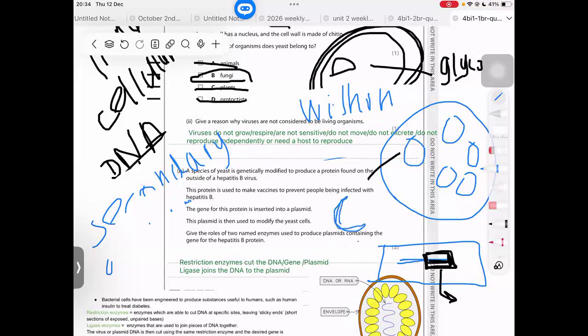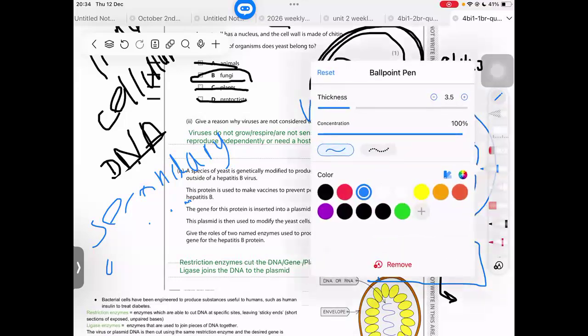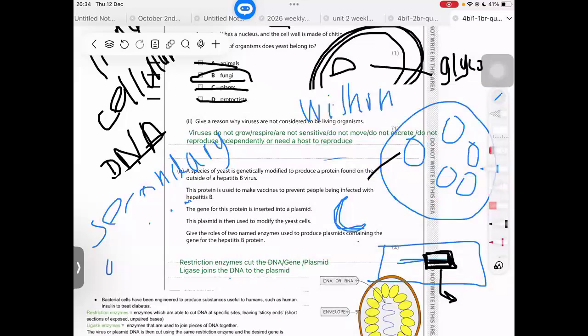You take the yeast plasmid out, and we need to cut this DNA. We don't have scissors inside our cells. The enzyme inside our cells is called ligase. They are not the scissors, sorry, they are the glues. Restriction enzymes are the scissors which are used to cut any DNA. So to cut any DNA at a specific site, you use restriction endonuclease or restriction enzyme.